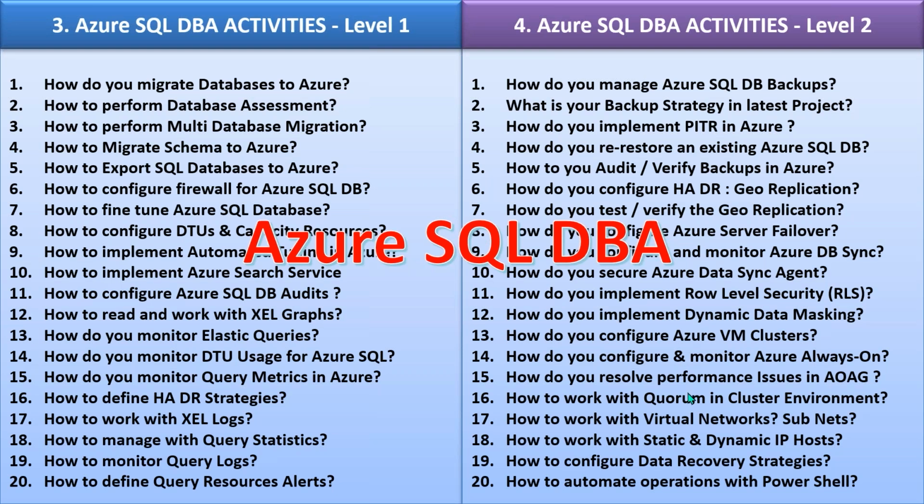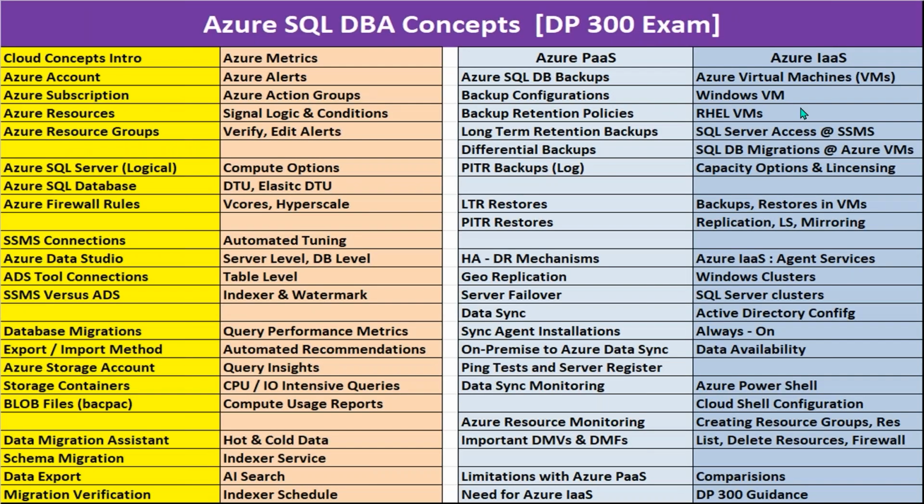We need to learn about virtual network setup, DR strategies and PowerShell. These are the main highlights or how-tos we need to learn in our classes. So the concepts we do in our classes will surely help us for the best score in the DP-300 exam.